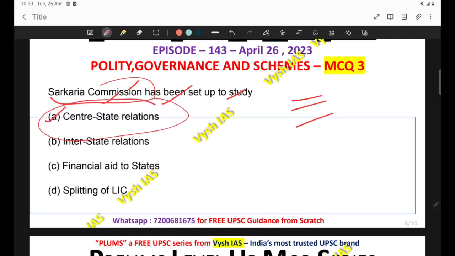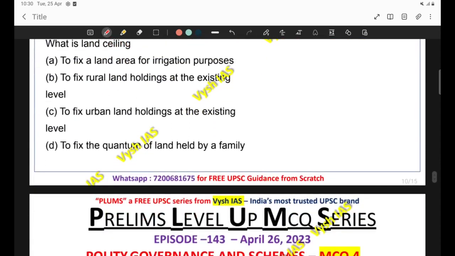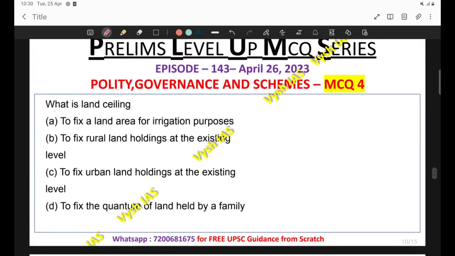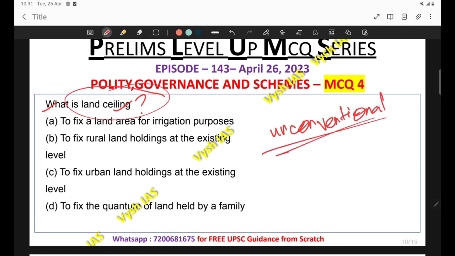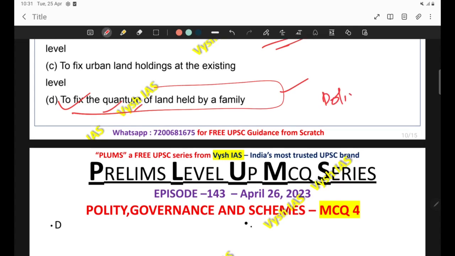Whenever there is center-state relations, the Sarkaria Commission comes into play, and this is a fairly important commission also. So the correct answer is A. Come to the next question. What is land ceiling? These kinds of unconventional questions can also come in prelims, so please go through these kinds of concepts also. So what is land ceiling? Here the correct answer comes out to be D, to fix the quantum of land held by a family. That is the meaning of land ceiling with respect to polity.